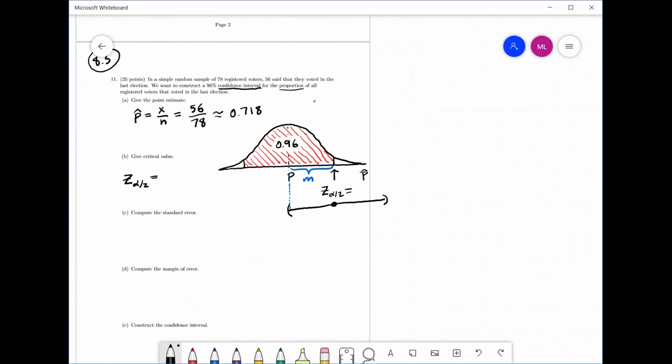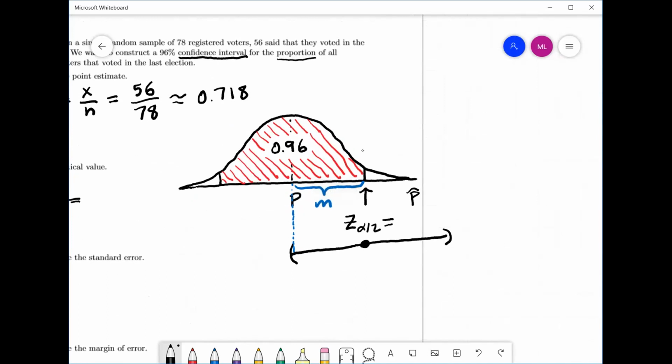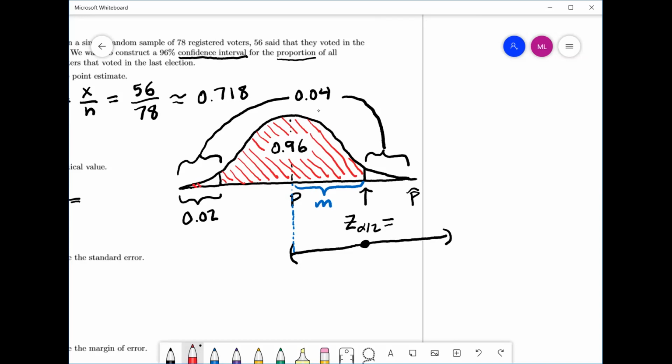We need to actually do kind of a search, a reverse search, to find the z-score associated with a certain area. If 96% of the area is in the middle, then over here and over here, the remaining amount of area is 0.04. But that 0.04 is, again, split 50-50 between the two sides. So how much is just on the left here? 0.02. And so I'm going to fill that area in red as well. We have 0.02 right there.